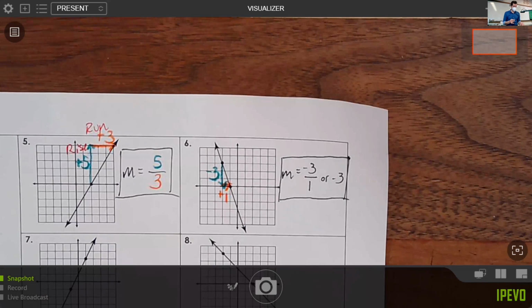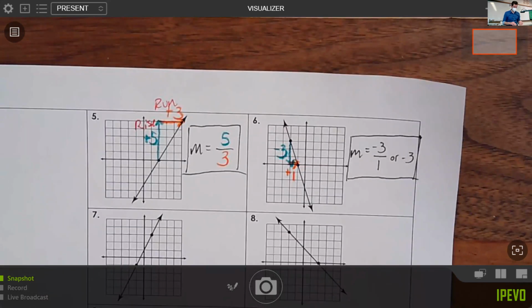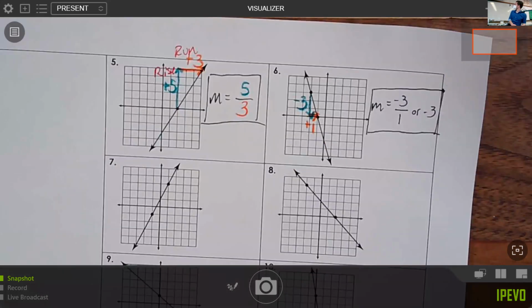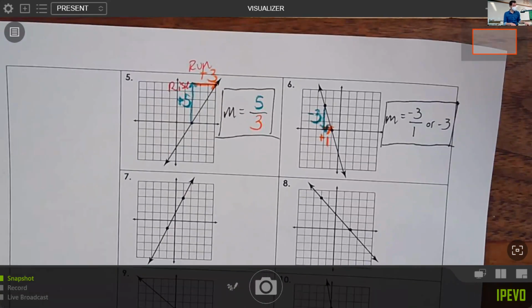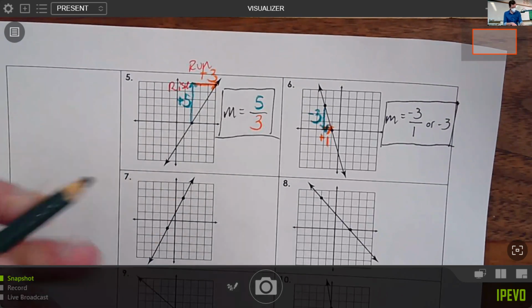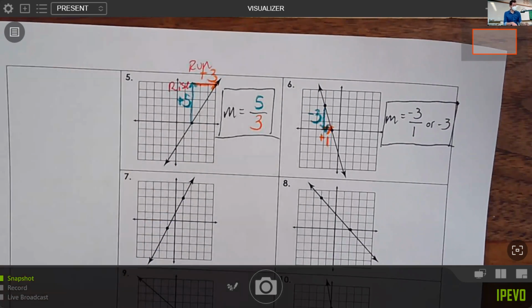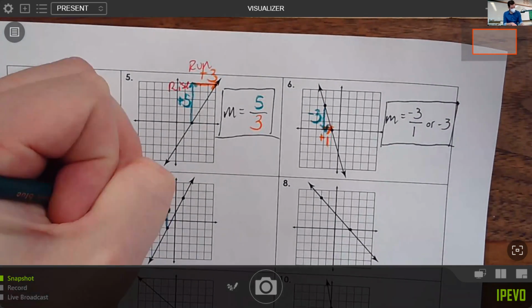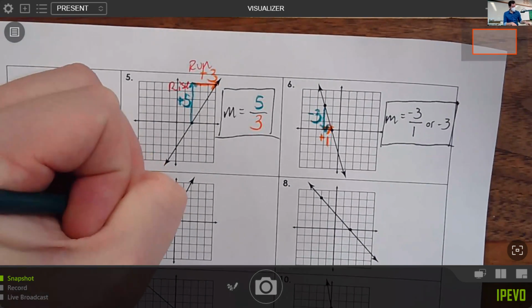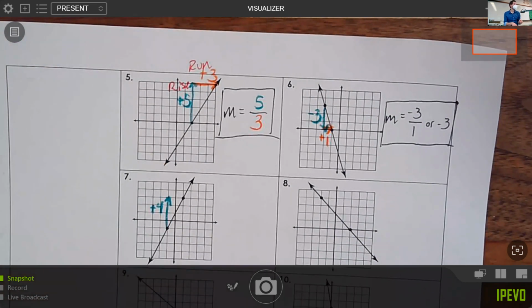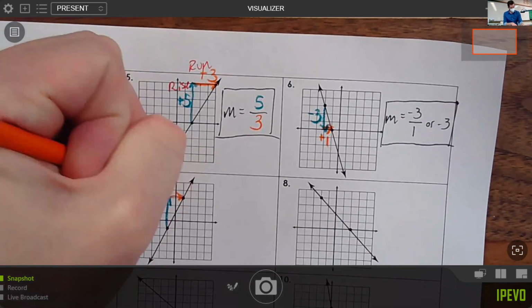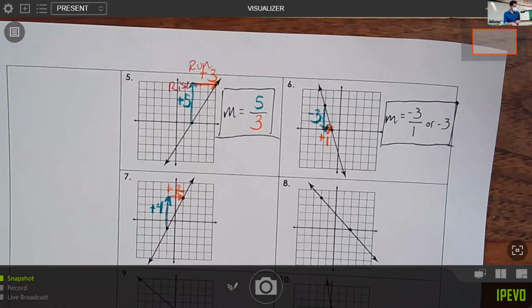All right, 2 more together, and then I'll give you the rest of the class to work on the rest of these on your own. So number 7, positive slope or negative slope? Positive, good. How far up do we have to go from this point to this point? 4, yep. So +4. And then what's our run? How far over? 2, yep. So +2. So up 4 and then over 2.